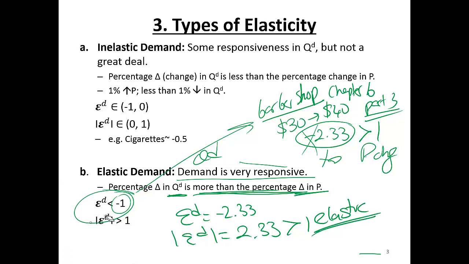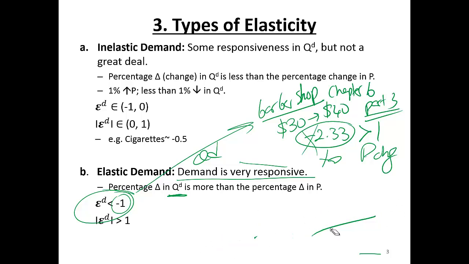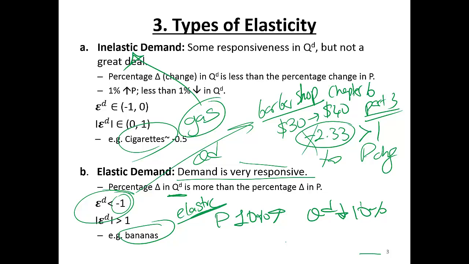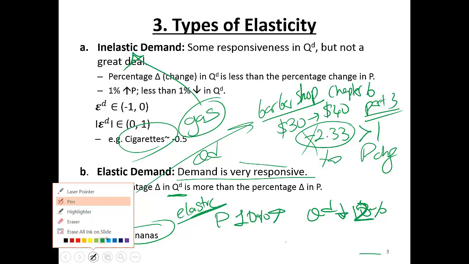What does it mean in plain English? It's an example, actually: bananas have elastic demand. Cigarettes have inelastic demand. Gasoline also has inelastic demand. Bananas have elastic demand. Basically, if you increase the price of bananas by 10%, quantity demanded will go down by more than 10 percentage points. Let's say 12. I just made that number up. So the response is really big here.